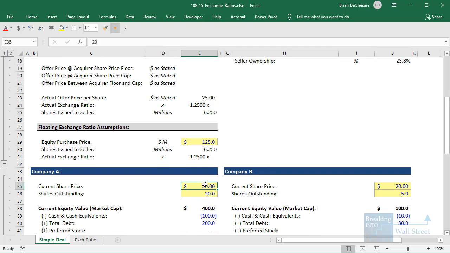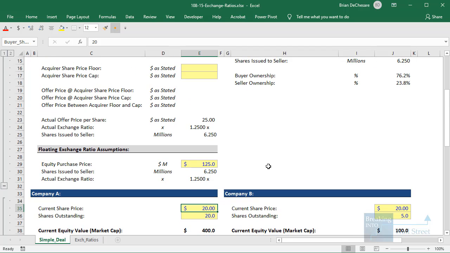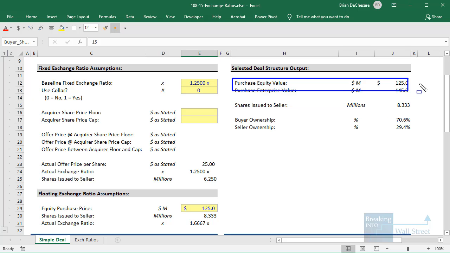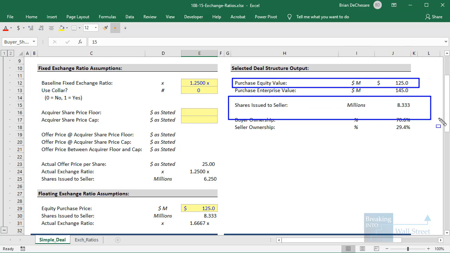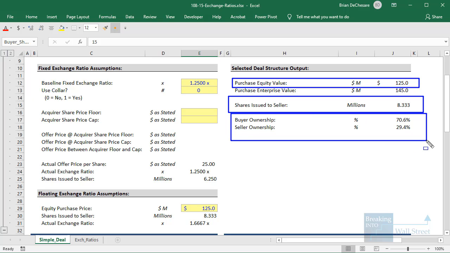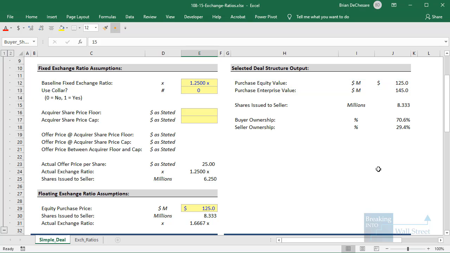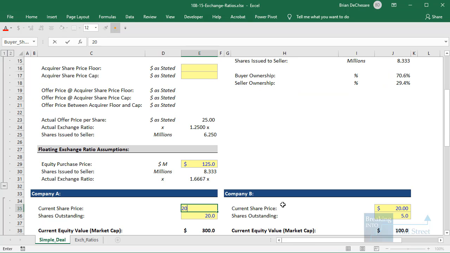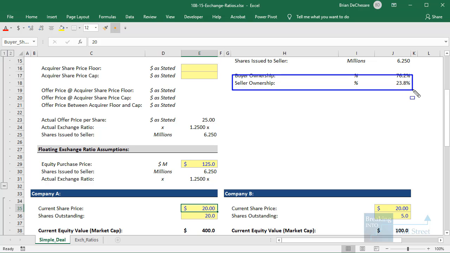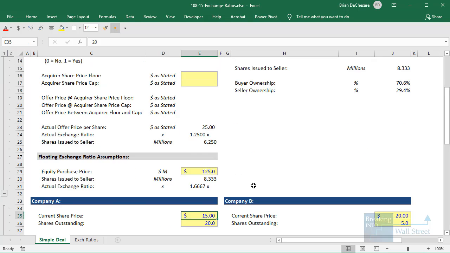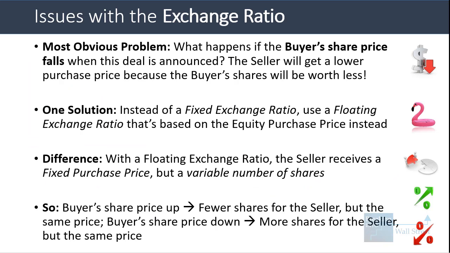And so with a floating exchange ratio like this, you can immediately see the differences. Because if the buyer's share price falls to say 15, once again, the seller gets the same equity purchase price. They still get that purchase equity value of 125 million here. It's just that now they get 8.333 million shares and they end up owning more like 29% of the company as opposed to the lower number that they had before. They only owned about 23 or 24% when the buyer's share price was at $20 per share. So this is how a floating exchange ratio works in this context.